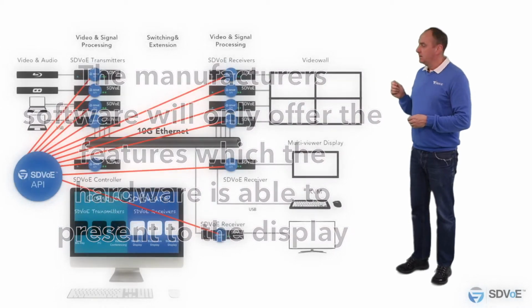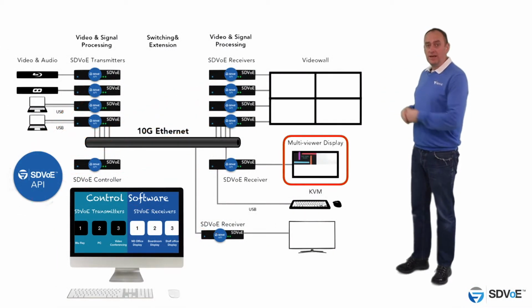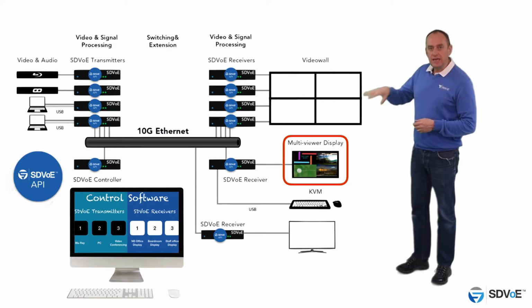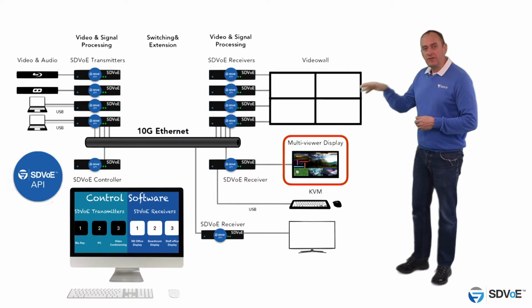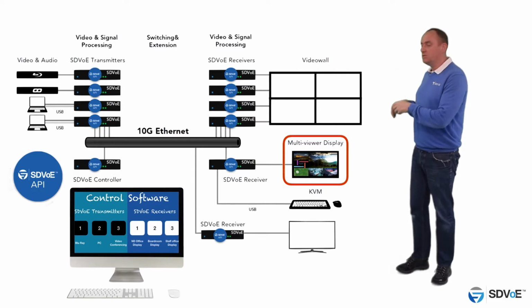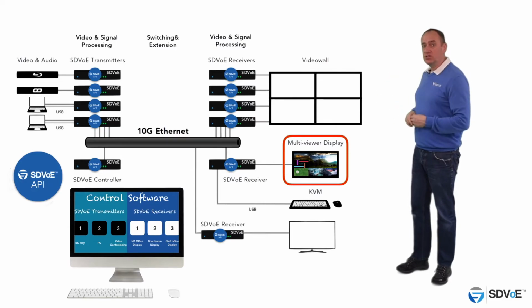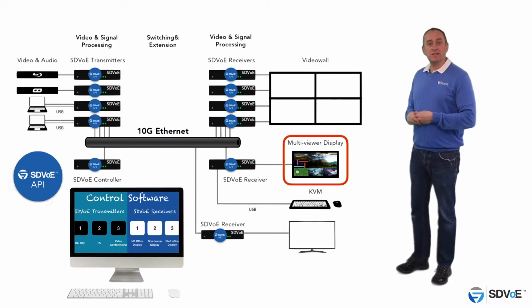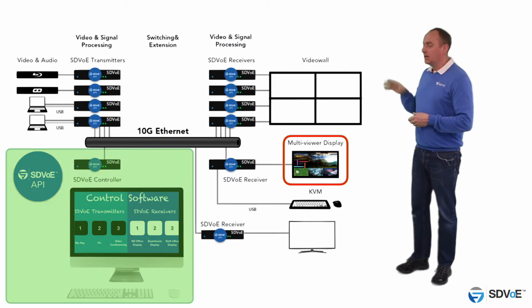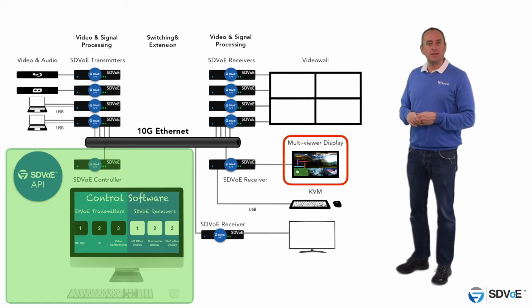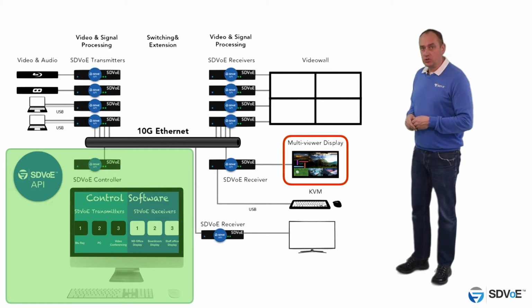A good example here is the multi-view application. The SDVoE API can allow for any type of multi-view compositing with any resolution, but it's down to the manufacturer to determine which multi-view compositing options are offered to the user, which falls within the bandwidth limitations. The control software is all about translating between high-level user commands and low-level SDVoE housekeeping, as well as building a targeted user experience from a wealth of possible controls.